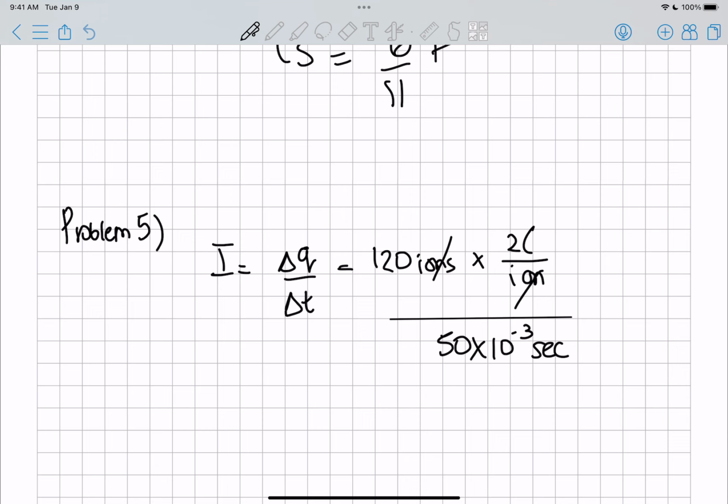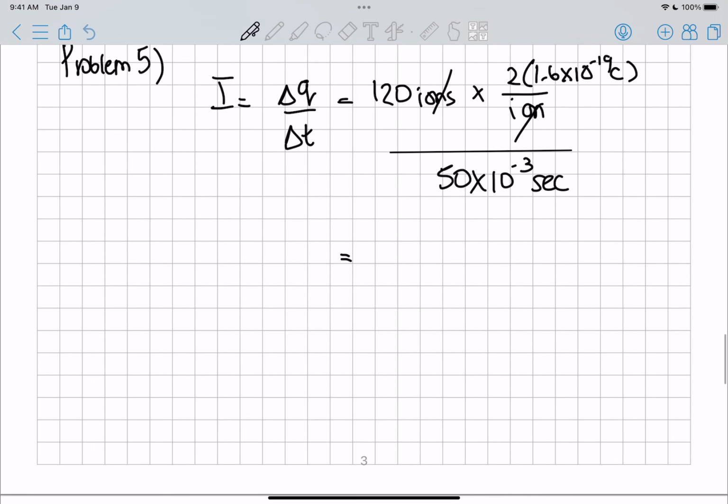1.6 times 10 to the negative 19 coulombs, right? 2 times that would give you the charge of a single calcium ion, and you multiply by 120 ions to get the total charge among those 120 ions, divided by the time it takes for that amount of charge to go through, which is 50 milliseconds, or 50 times 10 to the negative 3 seconds. And then that's equal to your current. And I'm going by the key once again, and it should be 4.8 amps, right? Or coulombs per second.